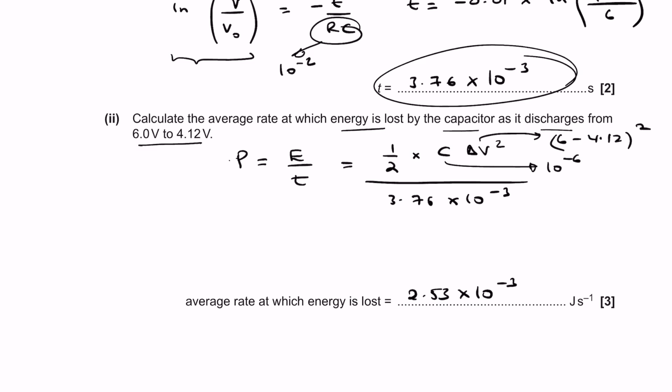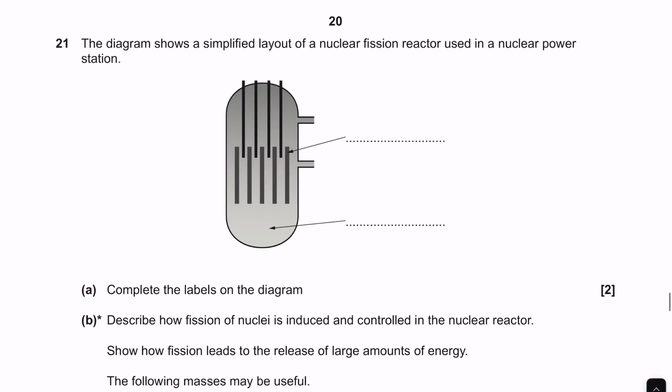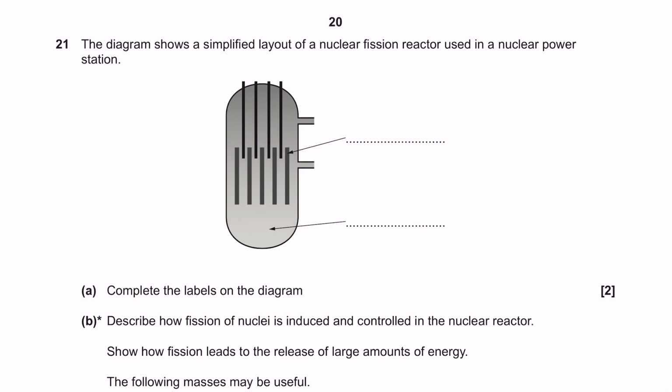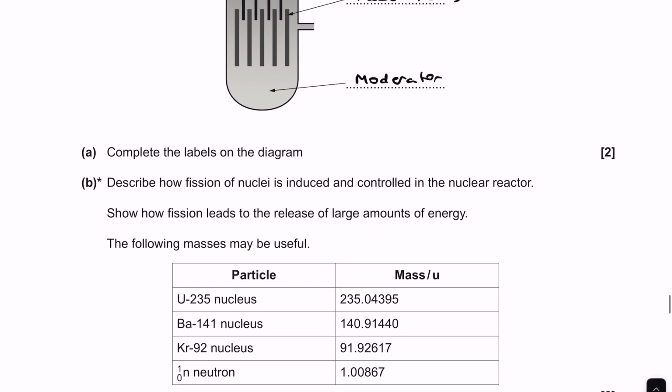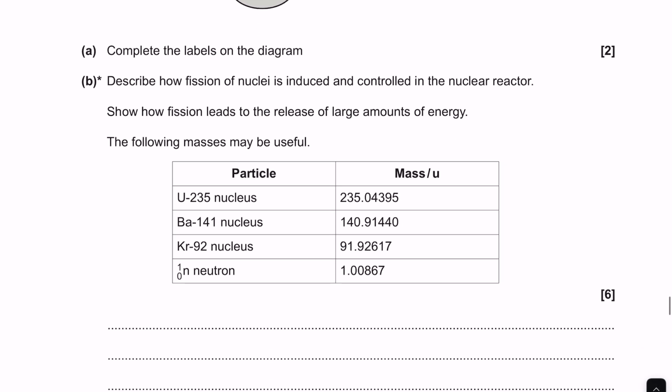Okay. We have the next question, number 21, which is about a nuclear fission reactor, which is used in a nuclear power station. Complete the labels on the diagram. So this is really basic. We know that these are the fuel rods, and this is basically a moderator. So that's the moderator, and part B is a 6 marker.